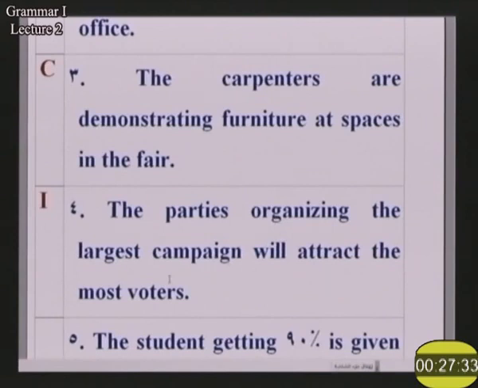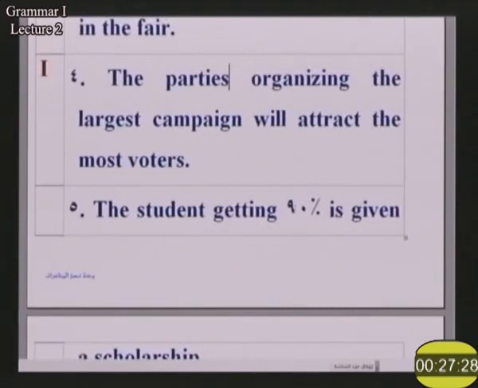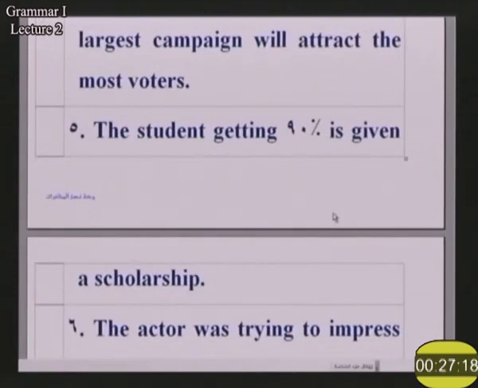The student getting 90% in Arabic is given a scholarship. طيب the student subject, is given verb. يبقى getting هنا الجملة دي صح، لأن محدش قال the student is getting, is given. يبقى the student getting الطالب اللي بيحصل على 90% is given a scholarship، بياخد منحة.